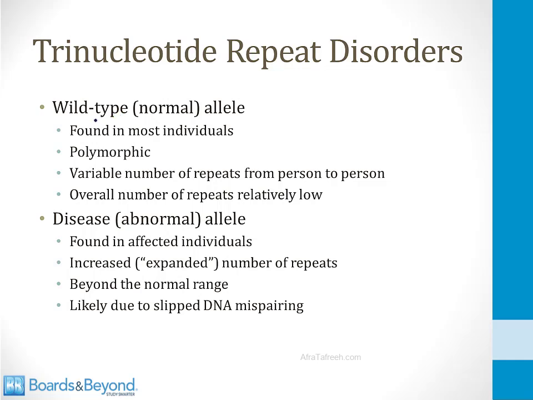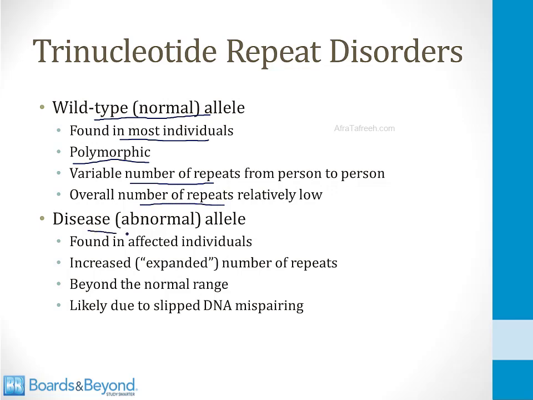For all of these genes, there is a wild type or normal allele that is found in most individuals. This allele is polymorphic, meaning that it has many forms, and those many forms include a variable number of repeats from person to person. However, overall, even though normal individuals may vary in the number of repeats found within their gene, the overall number of repeats is relatively low.